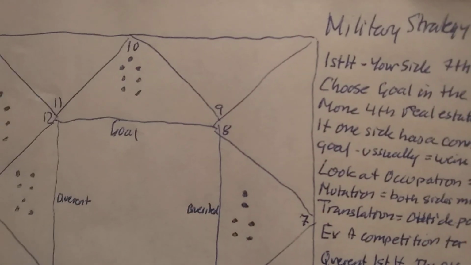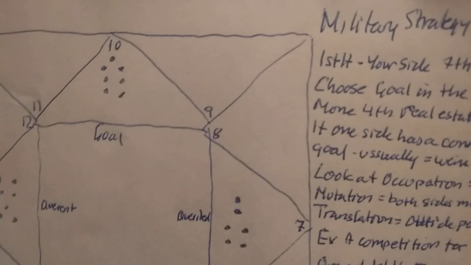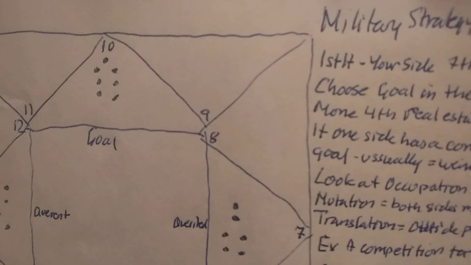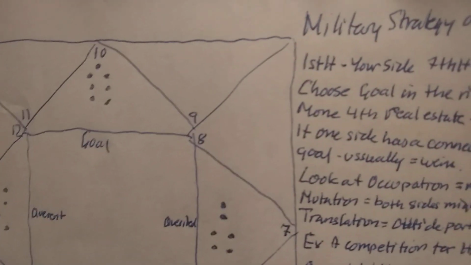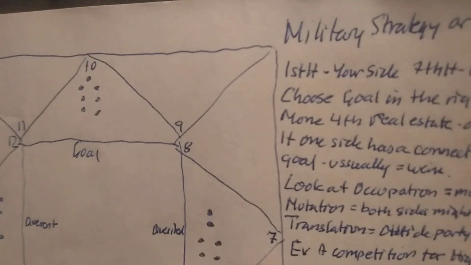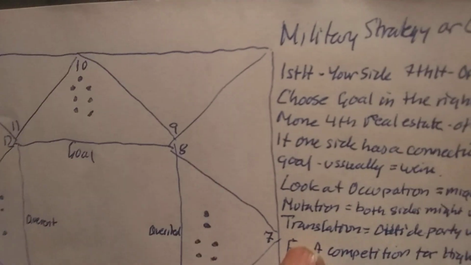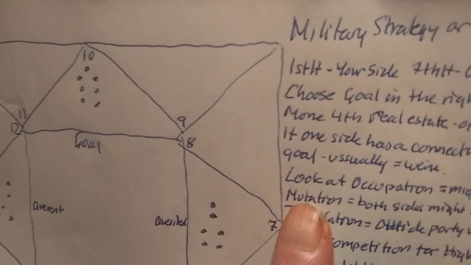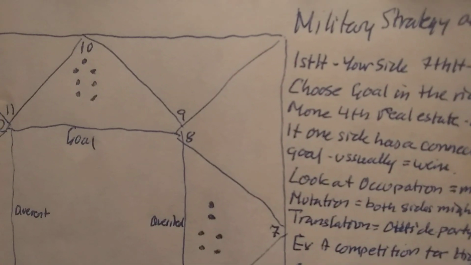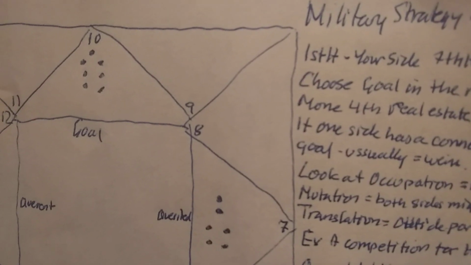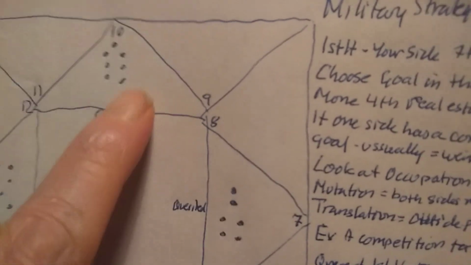And when it comes to war, it's often in the 4th house of real estate, land and so on. Money could be in the 2nd house, and the 10th house is the goal. For this example I made, if one side has a connection to the house of the goal, it usually wins. And neither of those two has that sign.